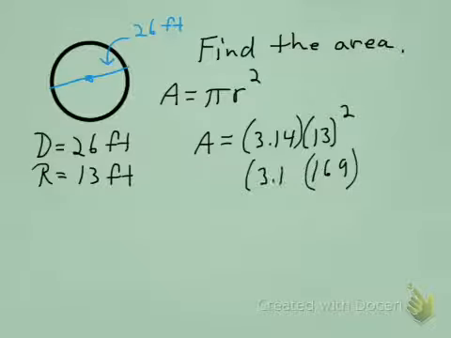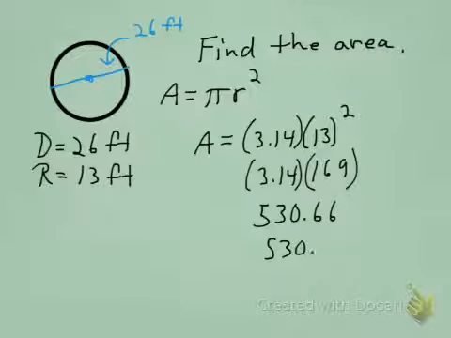And 169 times 3.14 gives you 530.66. Let's just go ahead and round that. We get this. Let's round it to 530.7. That's area. I do need to put the exponent, the 2 on here, because it's area.